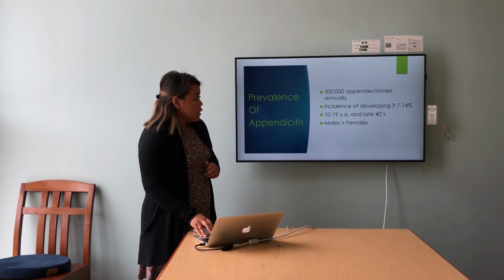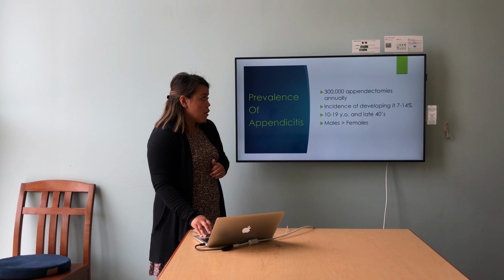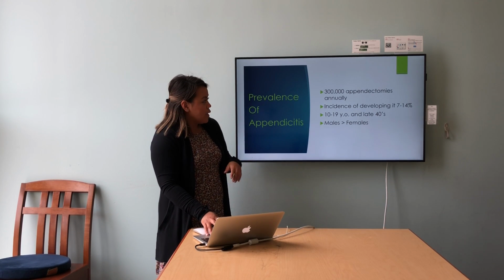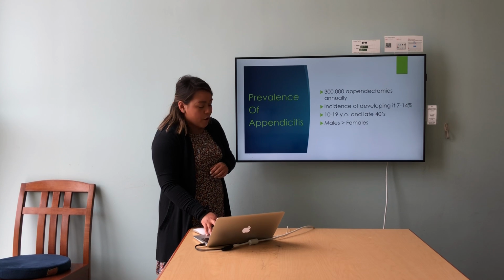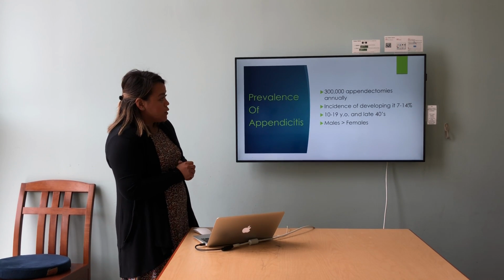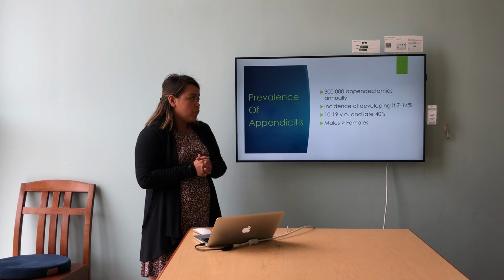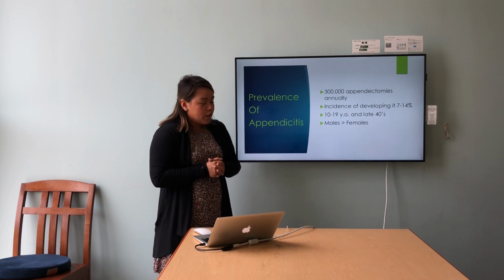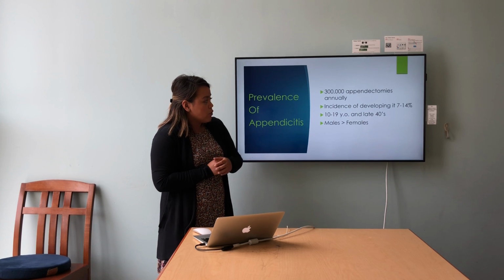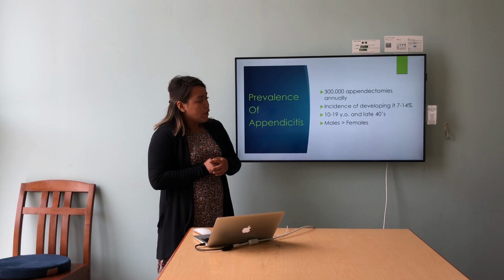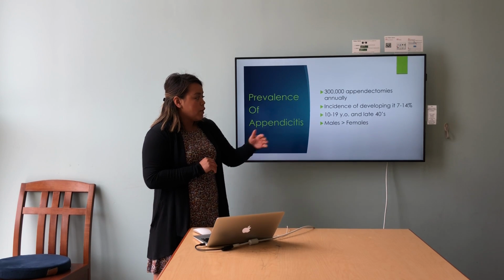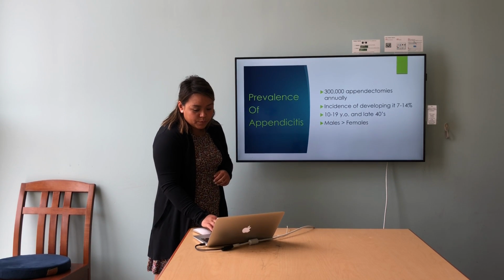Approximately 300,000 appendectomies happen annually in the United States due to appendicitis. The incidence of developing appendicitis in one's lifetime is approximately 7 to 14%. Appendicitis usually happens between 10 to 19-year-old patients and in their late 40s, and it usually happens more in males than females.